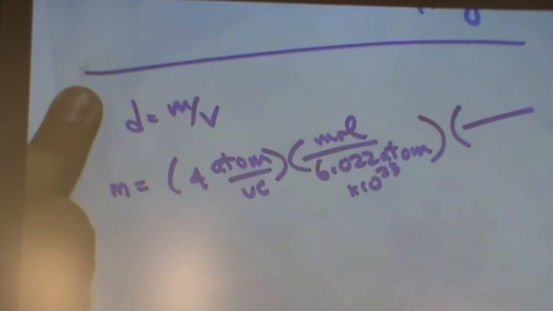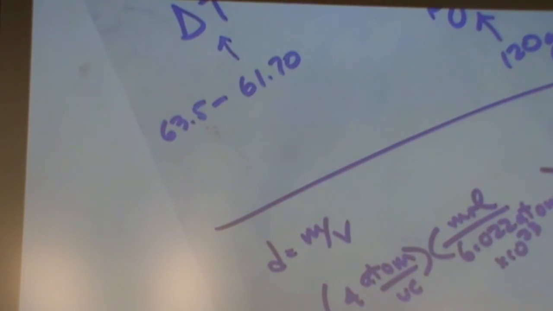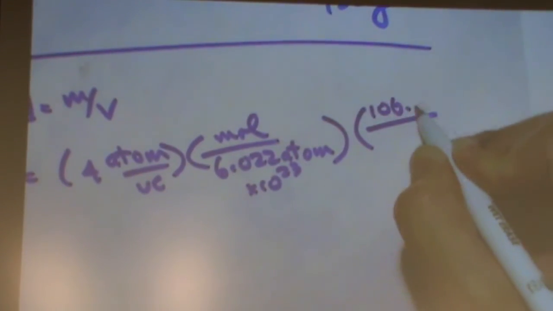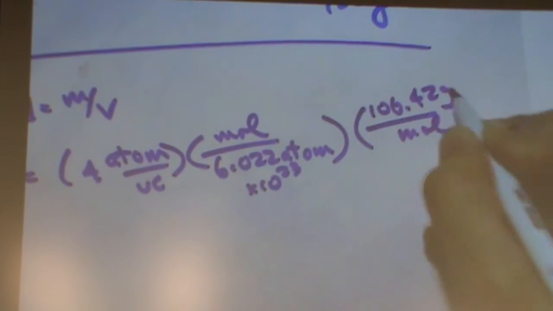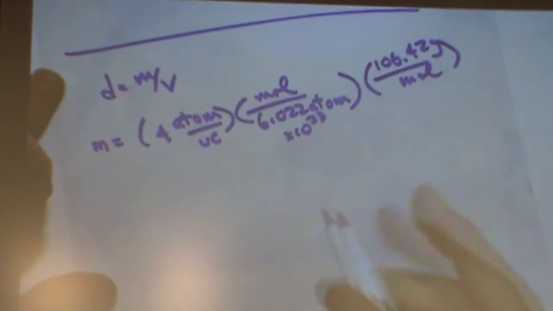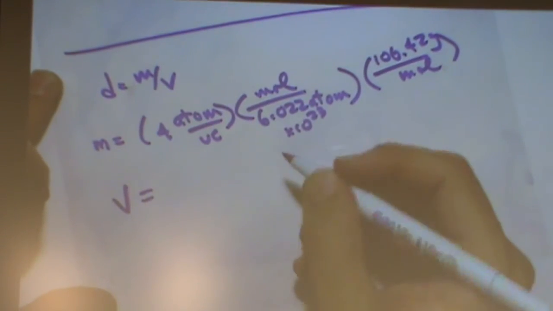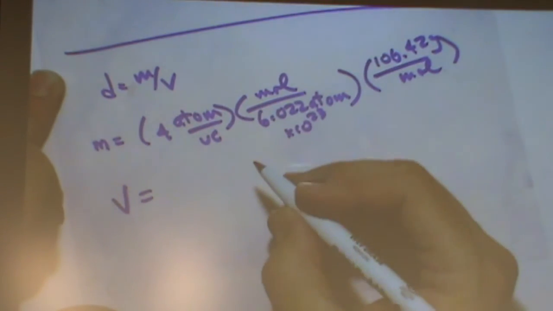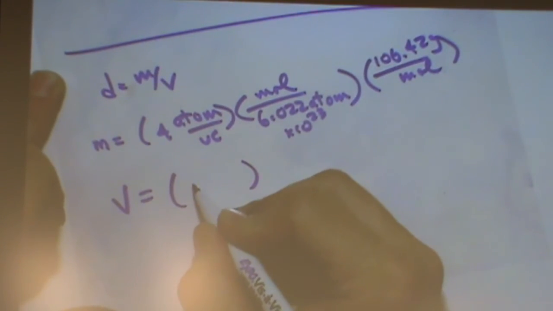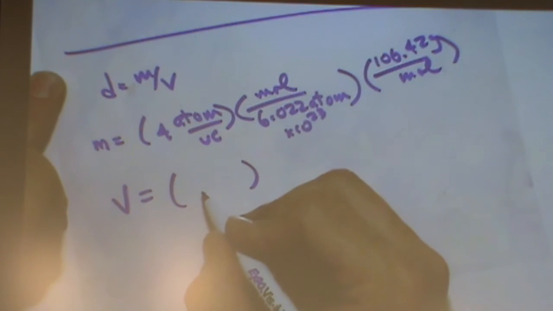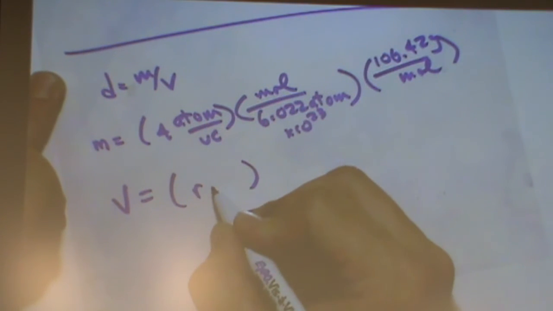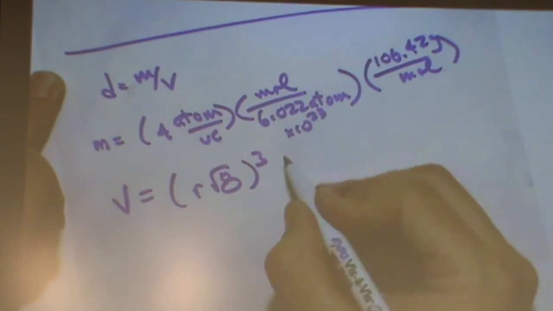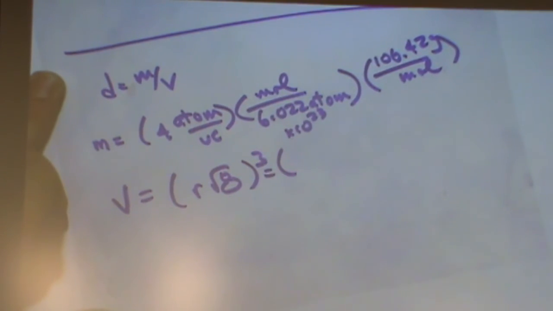Yeah, I think I got that right. And then there's palladium. What's the molar mass of palladium? 106.42 grams per mole. This is really the mass per unit cell. Then you're going to go to the volume. The volume, I think we give you a list of the different lengths. Let's do the length cubed. I think it's R root 8 cubed, equals R.